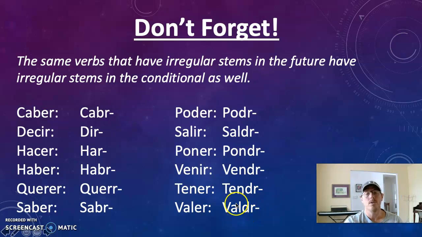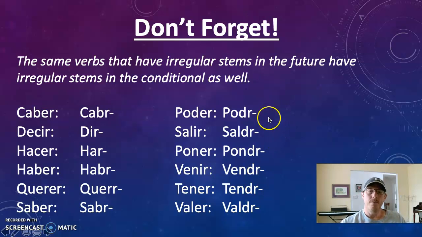So if you were to look at these and use tener, for example, in the conditional tense, to have, and you want to say, I would have, you would have, he or she would have, etc. Instead of saying tenería, tenerías, you'd say tendría, tendrías, tendría, tendríamos, tendríais, and tendrían. So try to wrap your head around that a little bit. Again, if it's not something that makes sense to you or you need a little bit more in-depth, feel free to contact me. I'd love to help you out.